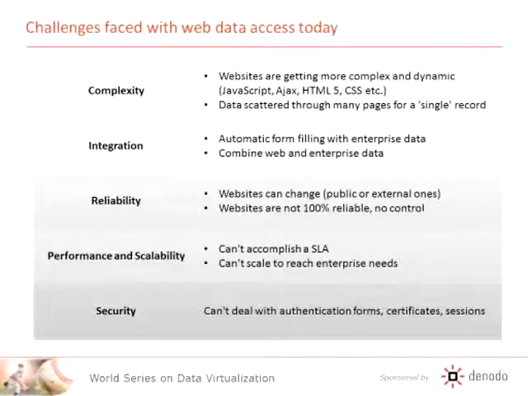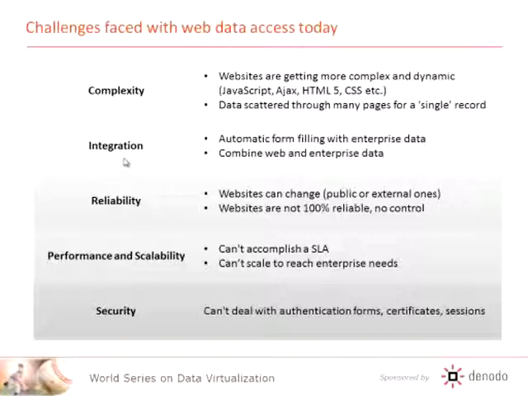We talked about the importance of integrating web data with enterprise data. But why isn't it being done more often? Companies these days face a number of challenges with web access. Here are some of them. First, complexity. Websites and web applications are getting more complex and dynamic each day by using technologies like JavaScript or Ajax. Moreover, data that we require could be scattered through many pages. The main data could be on one page and the details could be on another.